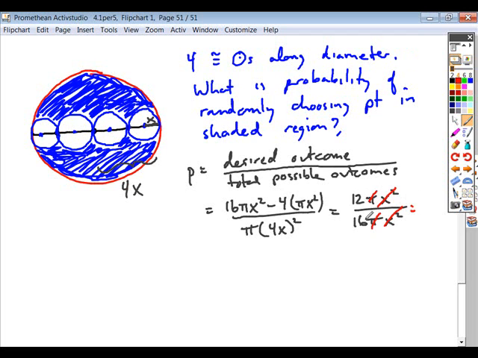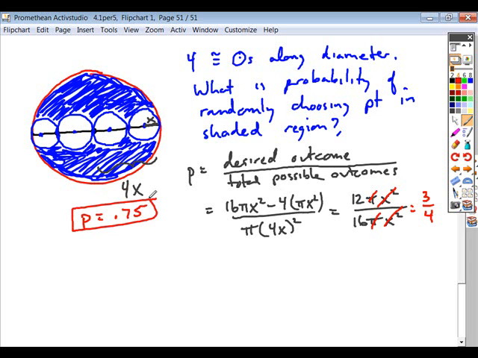Here your x squareds cancel, your pi's cancel. What goes into both 12 and 16? 4 goes into 12, and 4 goes into 16. And so you get your probability to be 0.75, or 3/4. And so you have a 3/4 chance of picking a point that falls in the shaded region.